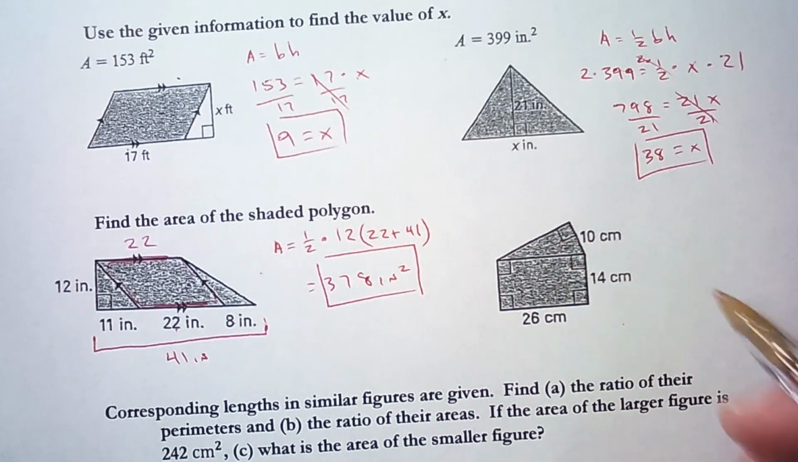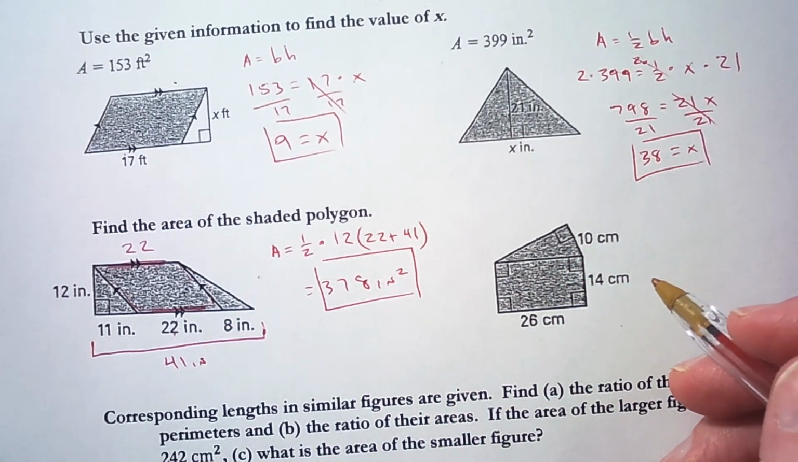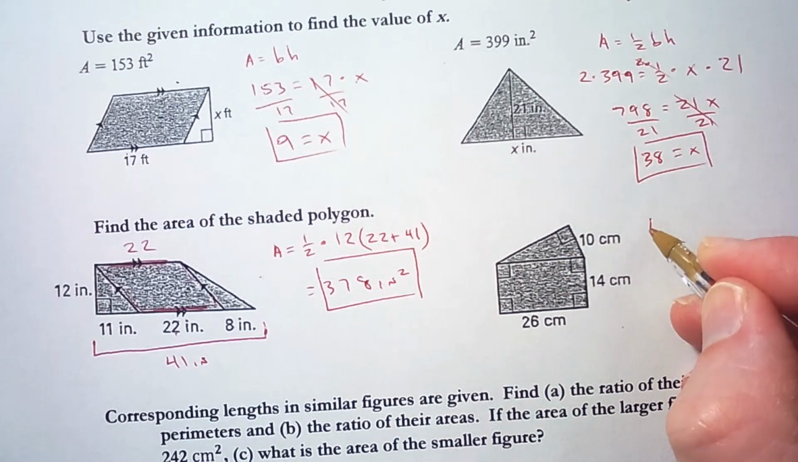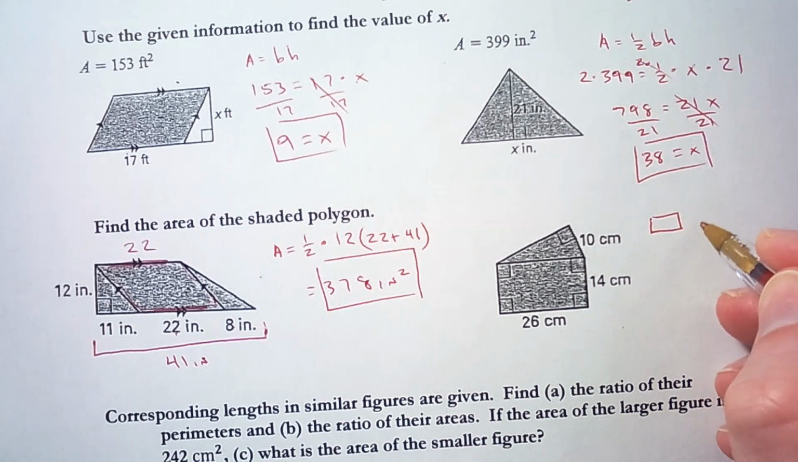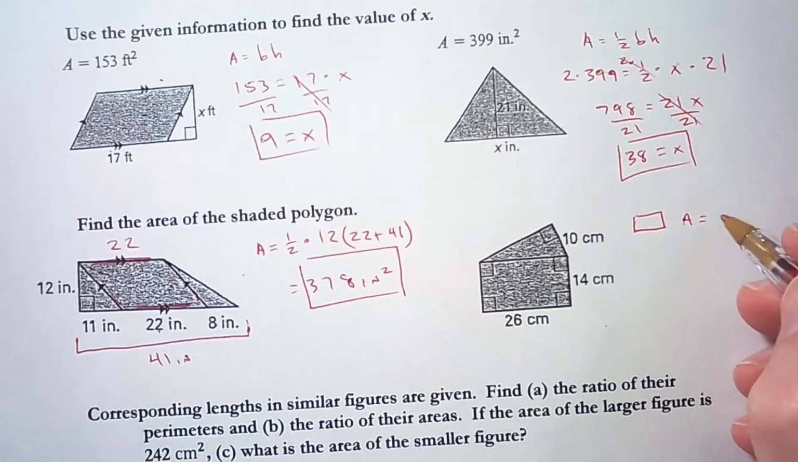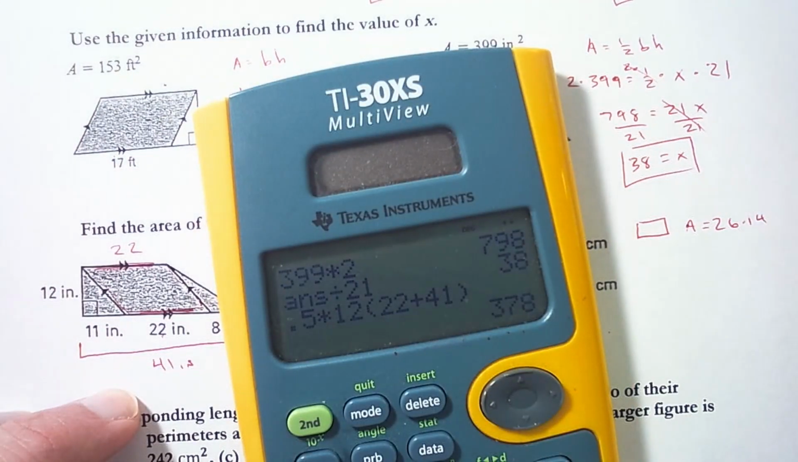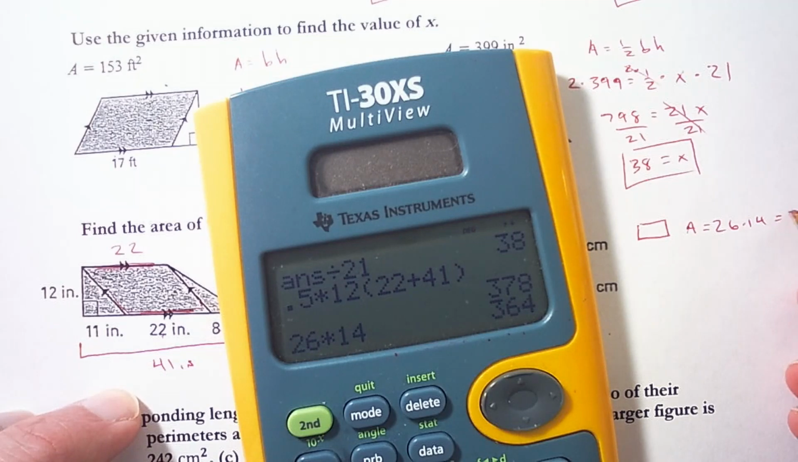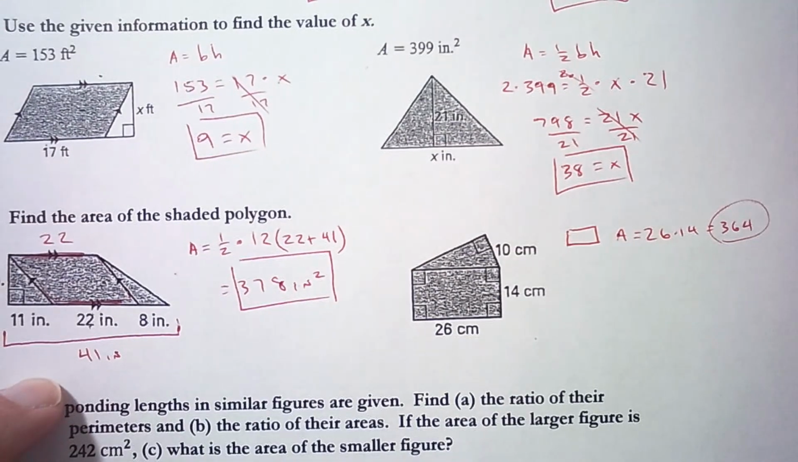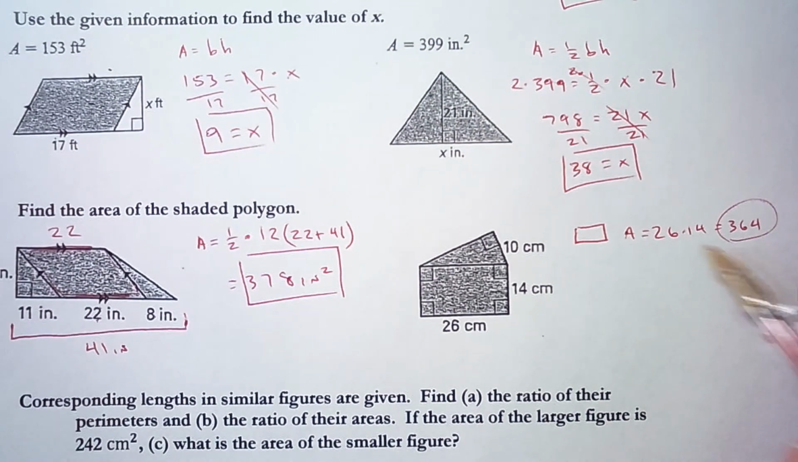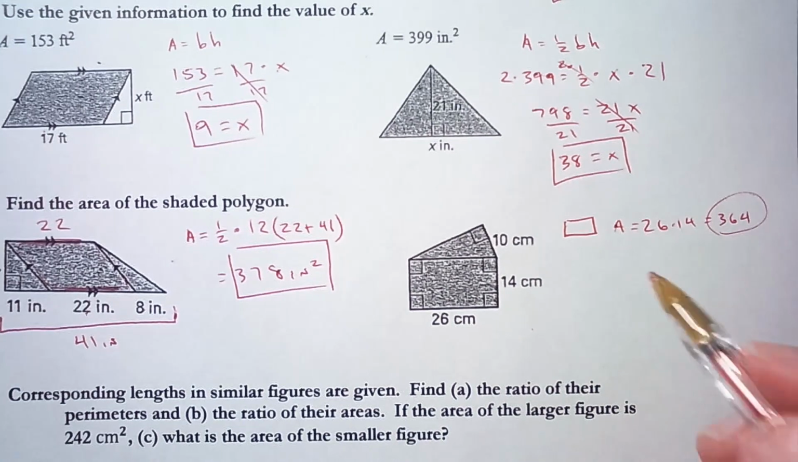Next, we have a rectangle and a triangle together. So we can find the two separate areas and add them together. So we have a rectangle whose area is 26 times 14. 26 times 14 is 364. Okay, I'm just going to circle that, and that is part of my final answer, and that is in centimeters squared. I'll deal with the units later, though.